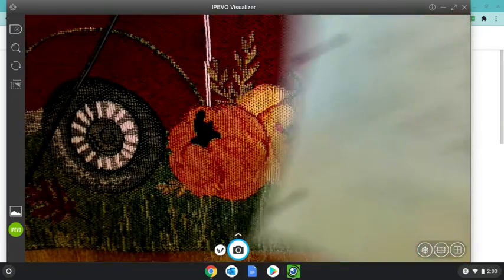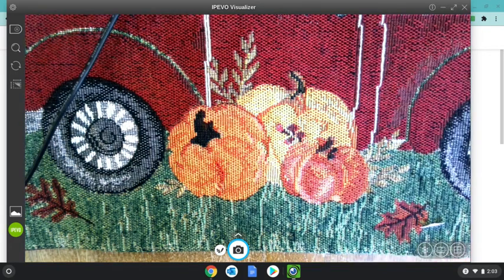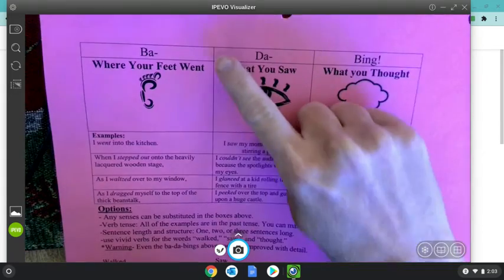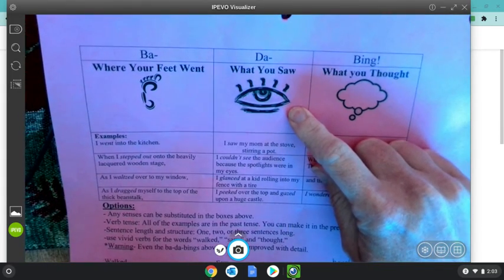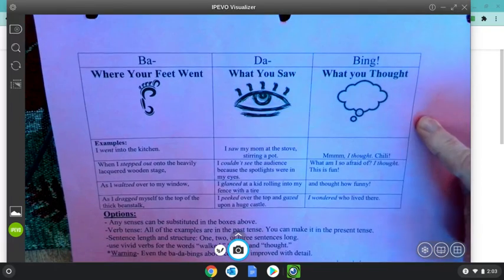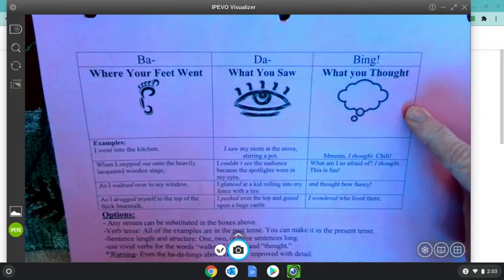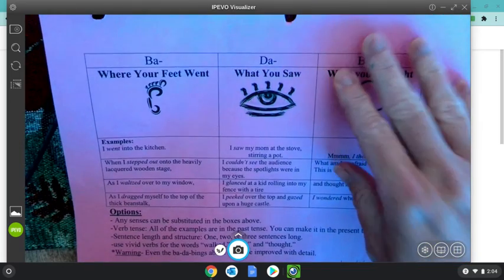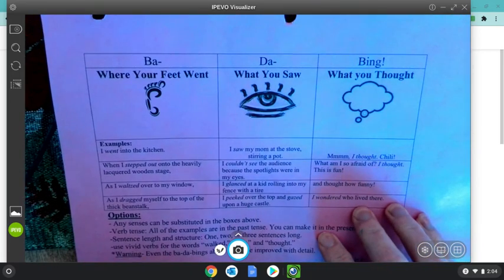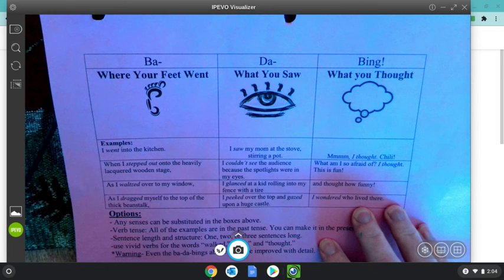Right? So that's a ba, da, bing. You're going to memorize that. It's where your feet were, what you were looking at, what was in your view, and the thoughts rolling through your mind at that moment. Think about where the best place would be for a bada bing in your writing. Maybe it's the lead. Maybe it's the end. Go into your draft now and see where you could write a bada bing. Good luck.